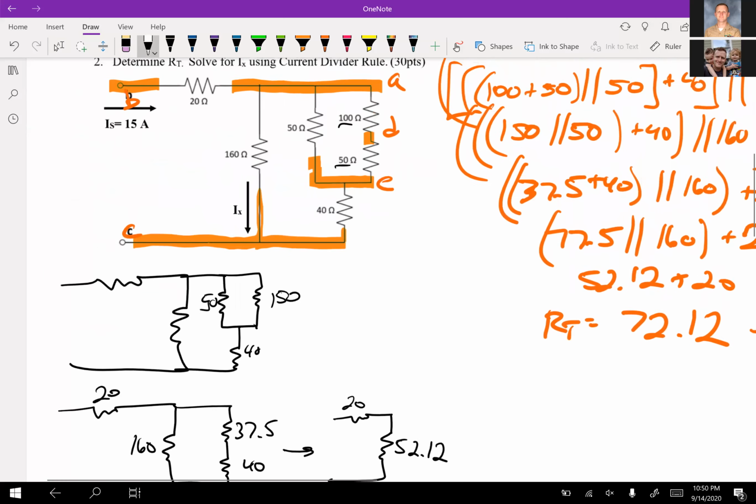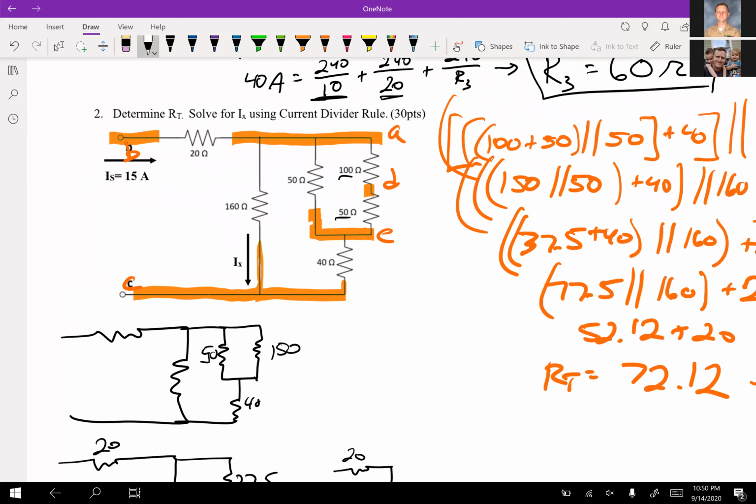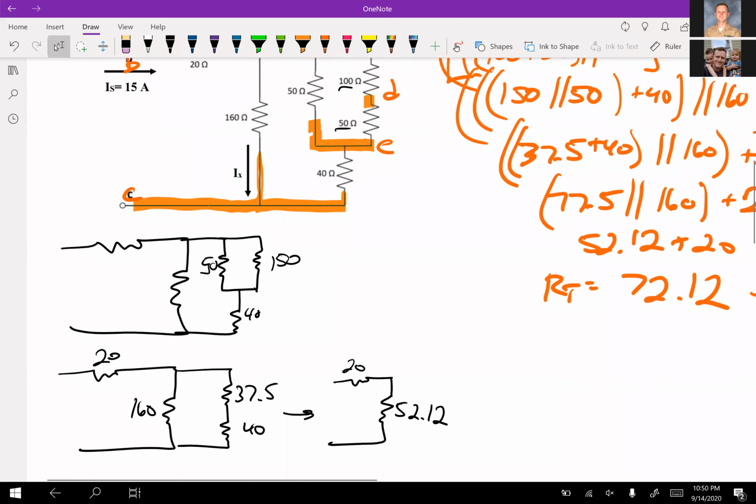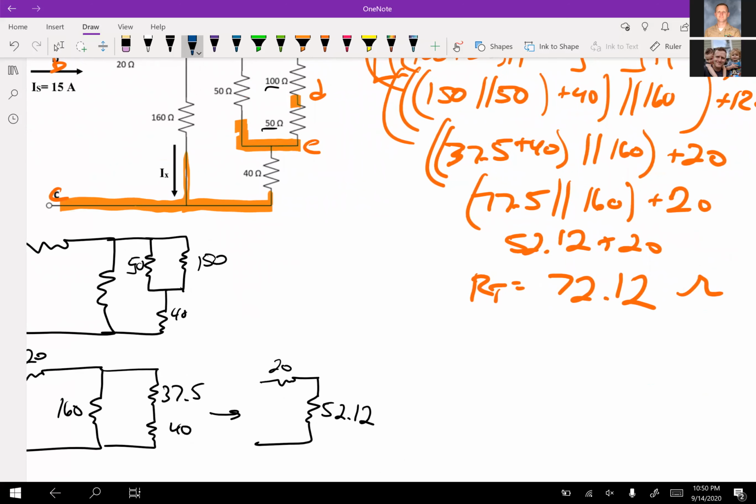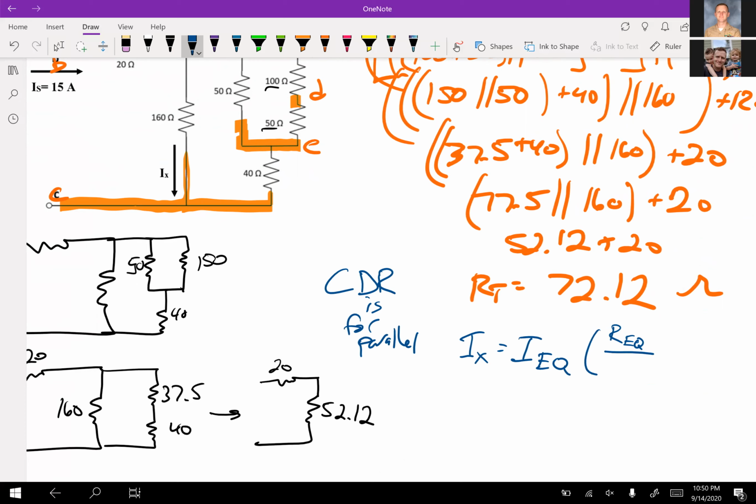But now, when I'm doing the current divider rule, we found the R total. Now we're going to solve for IX using the current divider rule. So current divider rule is IX, and we're dividing up some current. IEQ is being divided up. REQ is the parallel. CDR is for parallel.